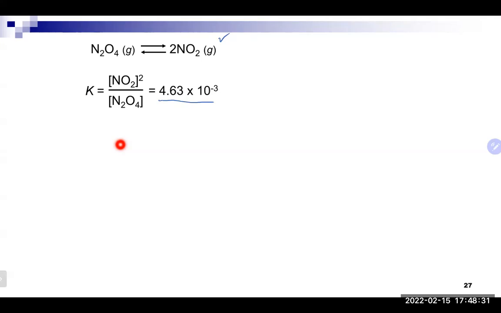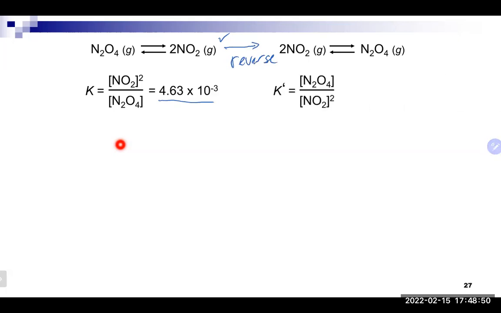But maybe we're interested in actually the reverse reaction, where the 2NO2 is the reactants and the N2O4 is the products. Basically, what we did as we went from left to right here is we reversed the reaction. And what happens to the equilibrium constant when you do that? It actually becomes 1 over the K value. So if you were to calculate the equilibrium constant for this reaction the way it's written, using this information, basically you would take 1 over the K value.